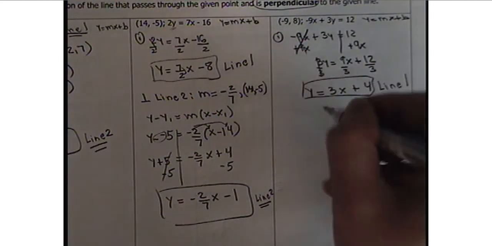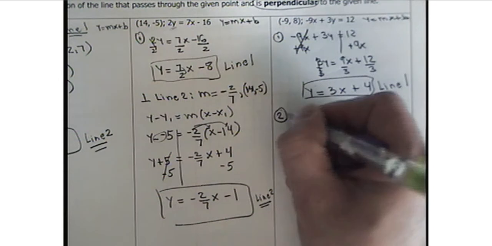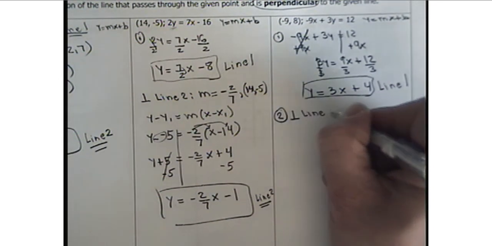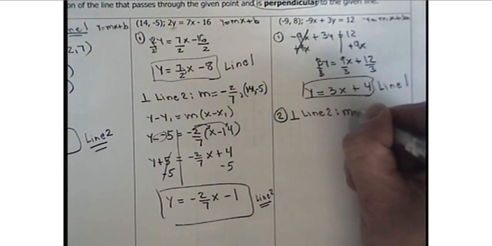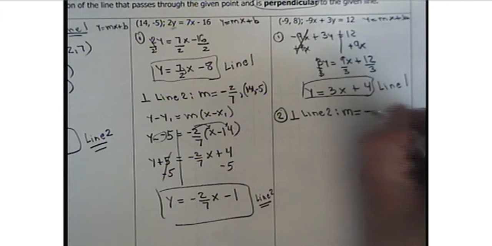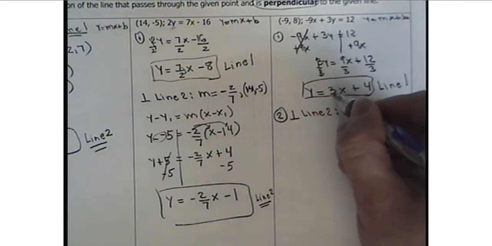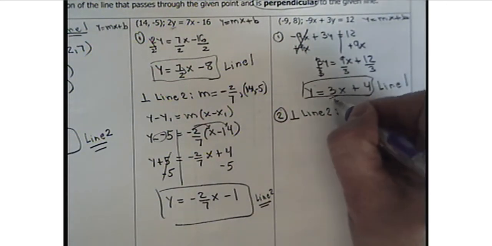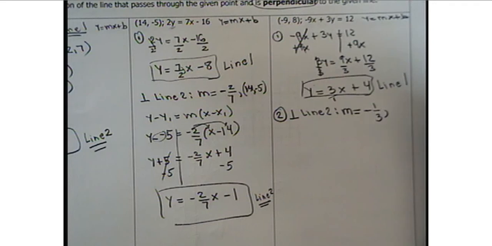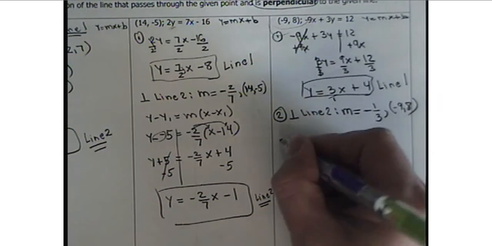From this equation, step 2, we're going to write the perpendicular line's slope, and the slope will be opposite. This is positive, so the slope will be negative. What will be the reciprocal? Well, we know 3 is the same as 3 over 1, right? So the reciprocal of this will be 1 over 3. That will be the slope, and we're going to copy this point, -9 and 8. Then I'm going to use point slope form.